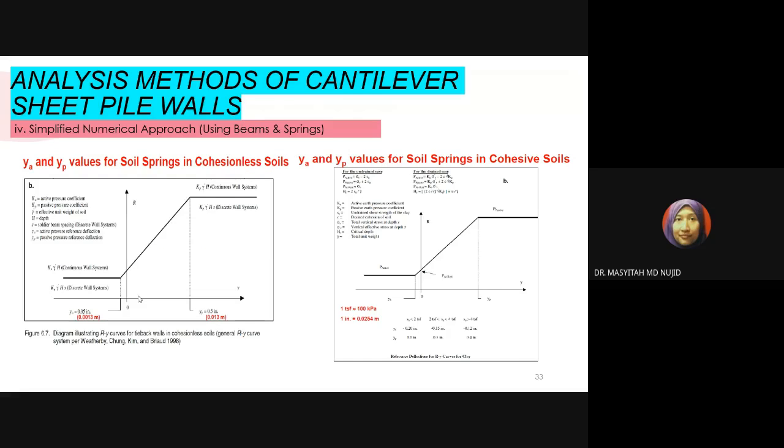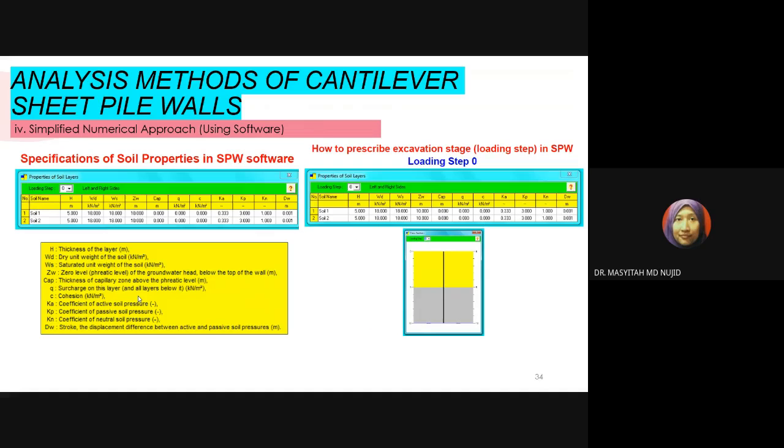Okay, this is how you can solve for cohesionless soil, using the soil spring to find the YA and YP, while for cohesive soil using the springs to get the YA and YP, and also the simplified numerical approach by using the computer calculation or computer simulations.